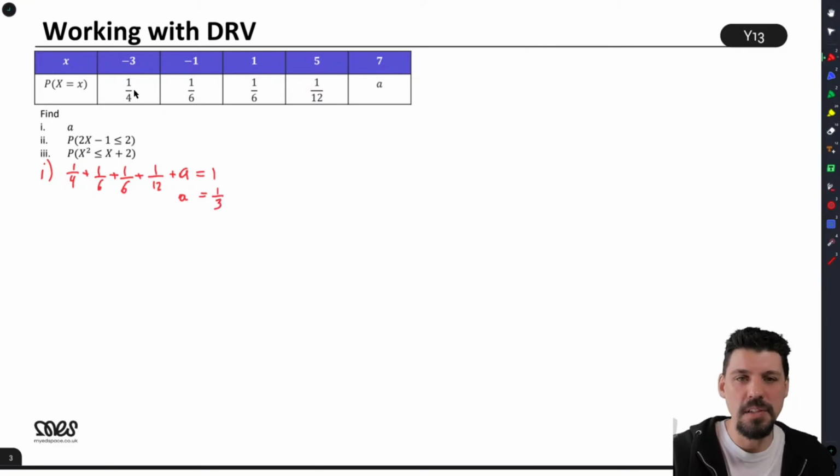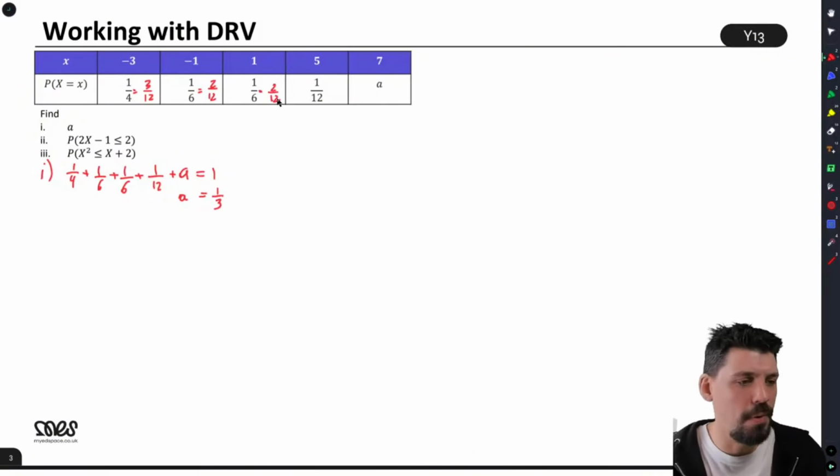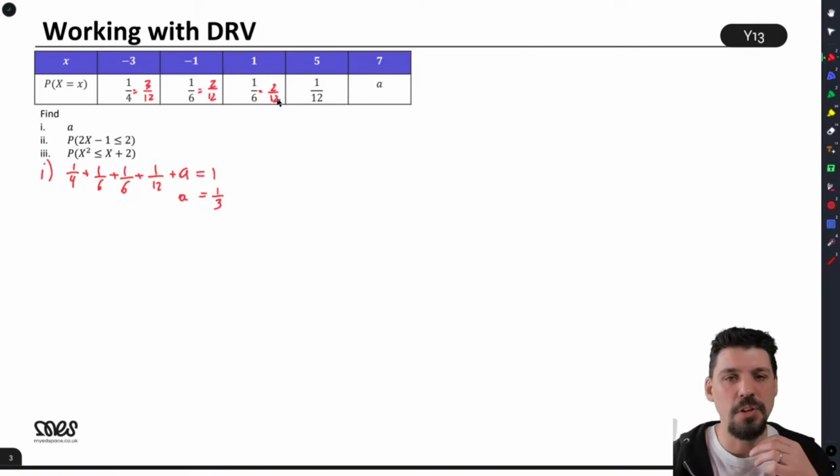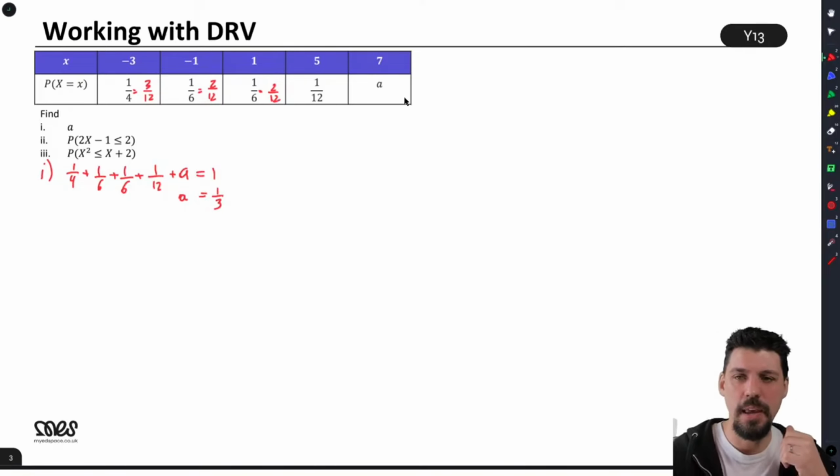I do find sometimes it's easier to turn them into the same denominator. I know we spend a lot of time at GCSE and A level getting you to simplify things, but especially with probabilities, having everything over the same denominator is quite useful. So 3, 5, 7, 8, 4/12. So A is 4/12.